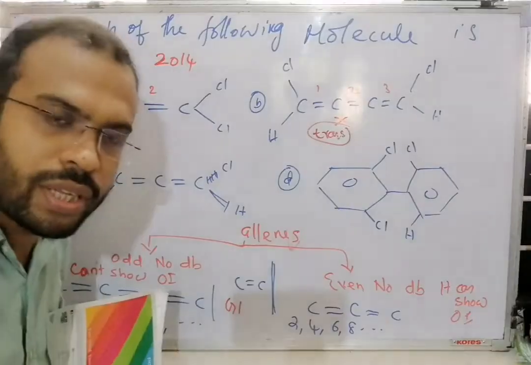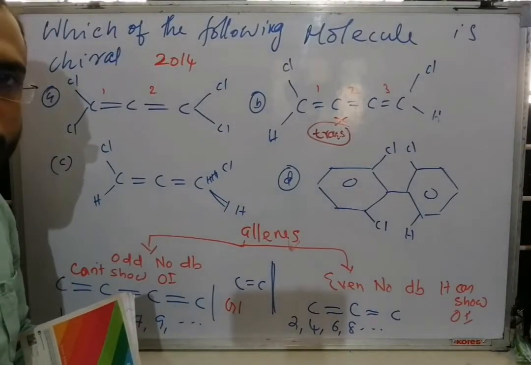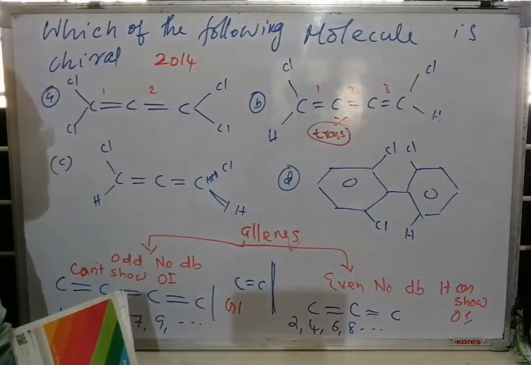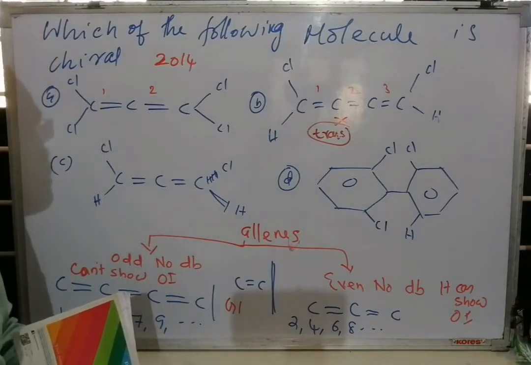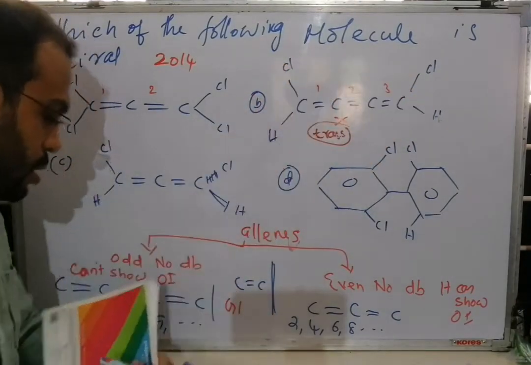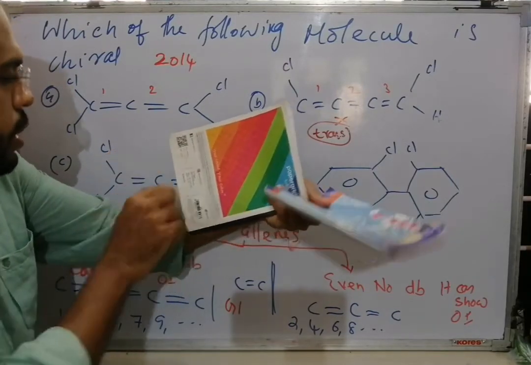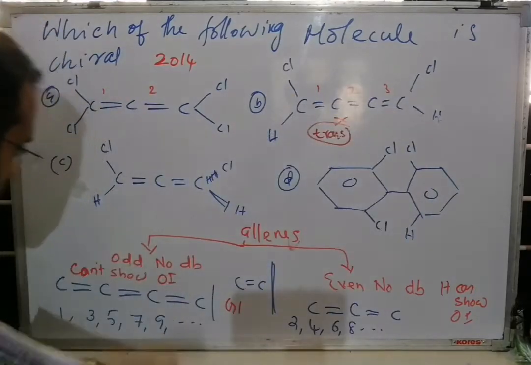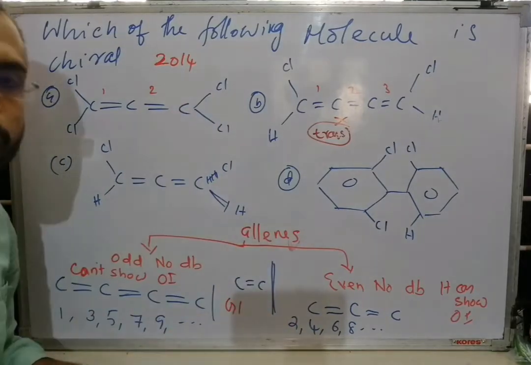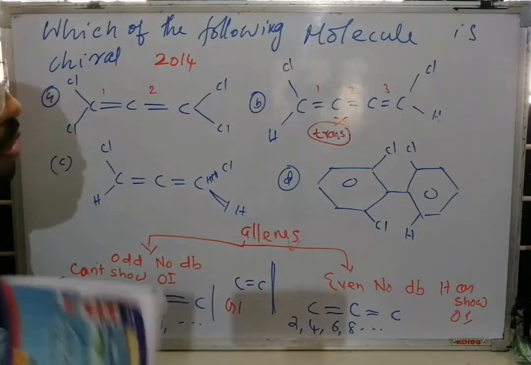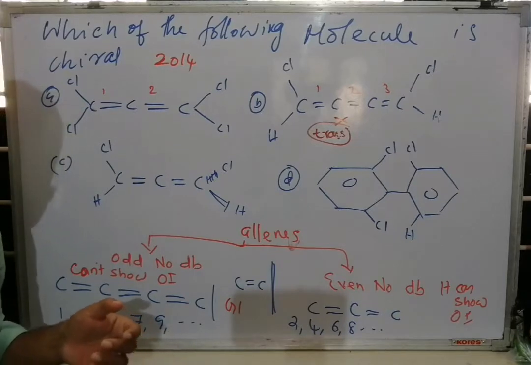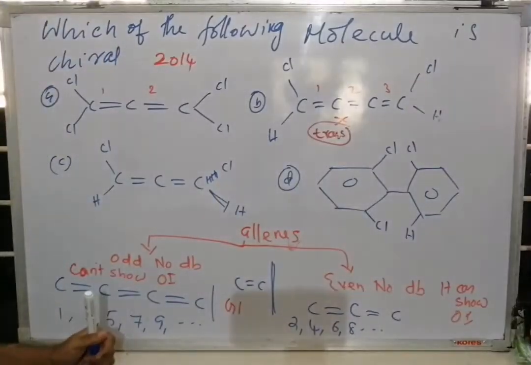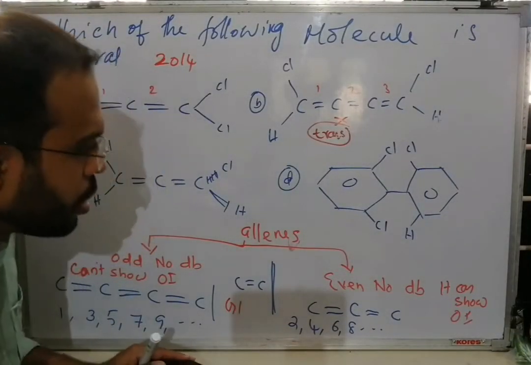They have planar symmetry. Okay? They are like an eclipsed configuration. They have planarity. Cl here, H here, on the board. Therefore, if there are 1, 3, 5, 7, 9 double bonds, those molecules have planarity. They show geometrical isomerism, not optical isomerism. Only 2, 4, 6, 8 double bond molecules show optical isomerism.